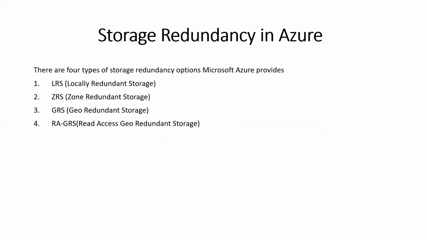Now let's talk about how Azure provides redundancy for storage. The first one is LRS, that is locally redundant storage. Next one is ZRS. Then we have geo-redundant storage and read access geo-redundant storage. This is quite similar to what we discussed in one of my videos where we talked about providing high availability to the virtual machines on Azure. So let's talk about these redundancy types one by one.